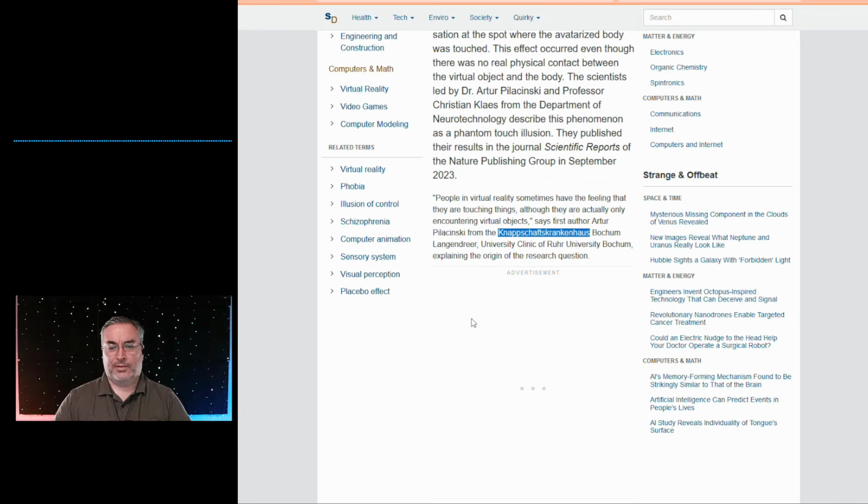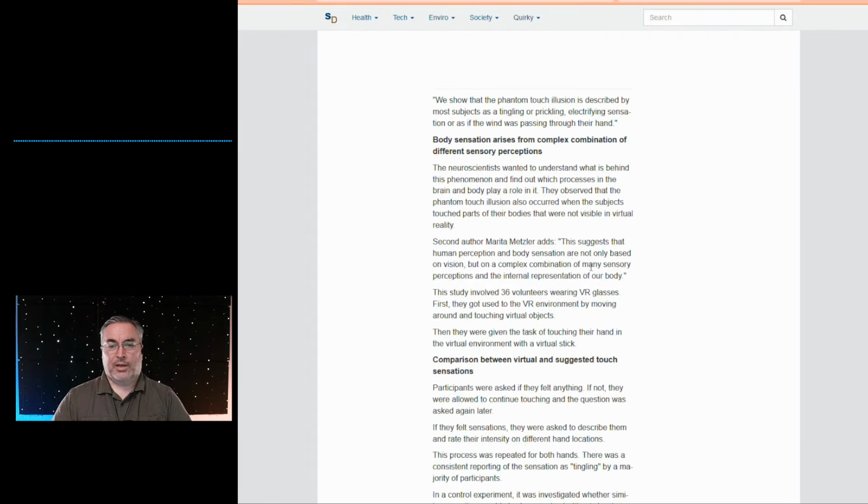Bochum, Langendreer University Clinic at Ruhr University Bochum, explaining the origin of the research question. So it's really fascinating. So they say, we show that the phantom touch illusion is described by most subjects as a tingling or prickling, electrifying sensation, as if the wind was passing through their hand. Body sensation arises from a complex combination of different sensory perceptions.